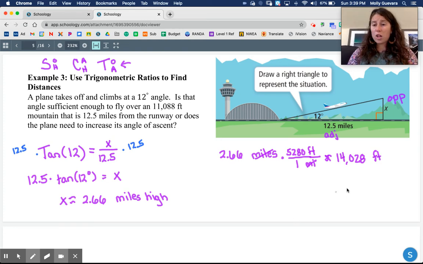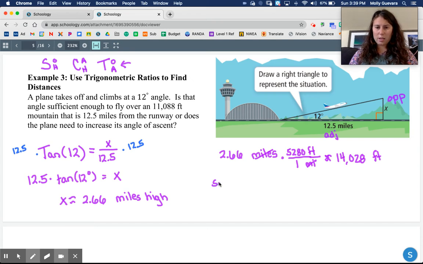Okay, so that's how tall the plane will be at 12 miles away, right? So the mountain is 11,088 feet. The plane will be at 14,028 feet. So the plane will be high enough to clear the mountain.